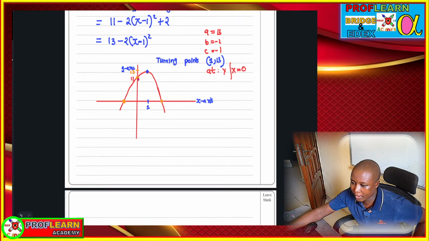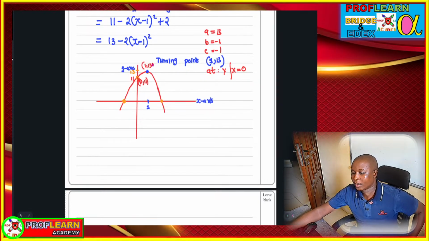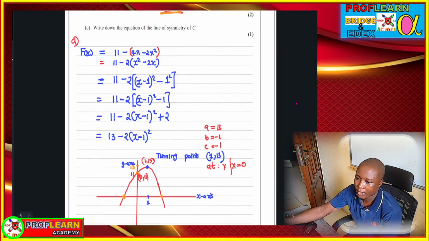Coordinates where it passes the y-axis is basically going to be (0, 11) on the y-axis here, and the turning point is going to be (1, 13). Yeah, (1, 13), and then you earn your marks.